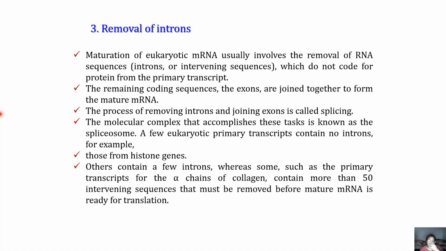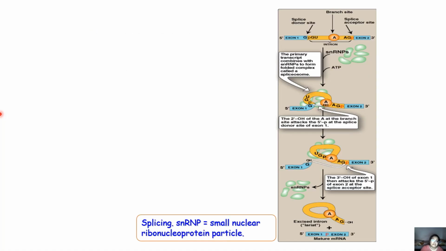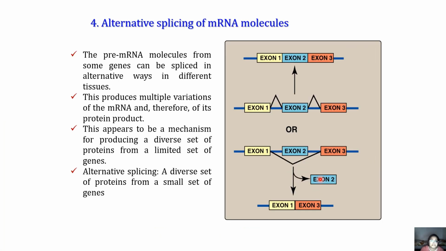Few eukaryotic primary transcripts contain no introns, for example, those from histone genes. Others contain a few introns, whereas some, such as the primary transcripts for the alpha chains of collagen, contain more than 50 intervening sequences that must be removed before the mature mRNA is ready for translation. Splicing involves small nuclear ribonucleoproteins, snRNPs. This is the basic schematic.